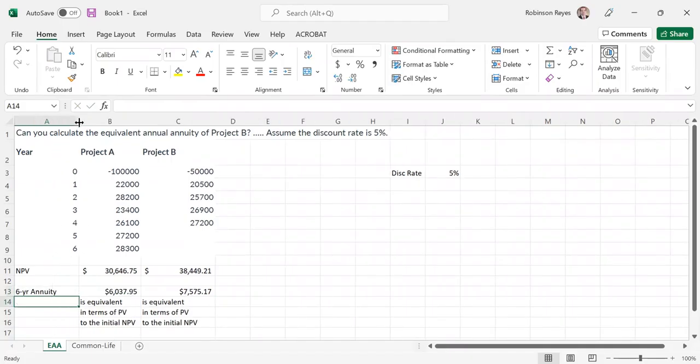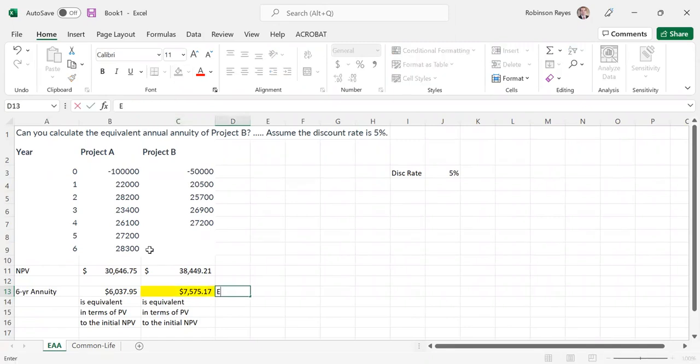So now we can directly compare the two and we can see that project B has an equivalent annual annuity that is greater, and we can make a sound financial decision by saying, well, project B is the project of choice.